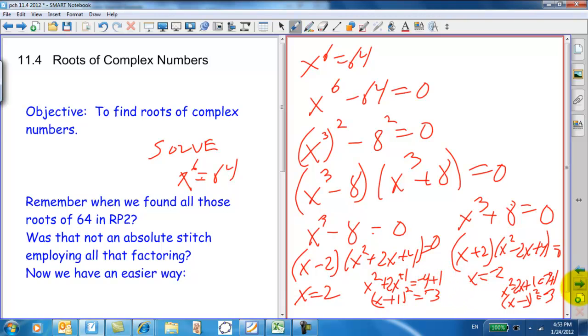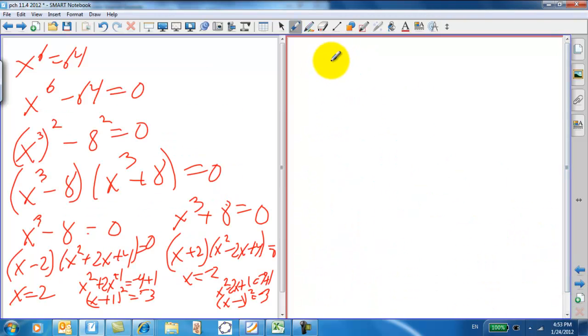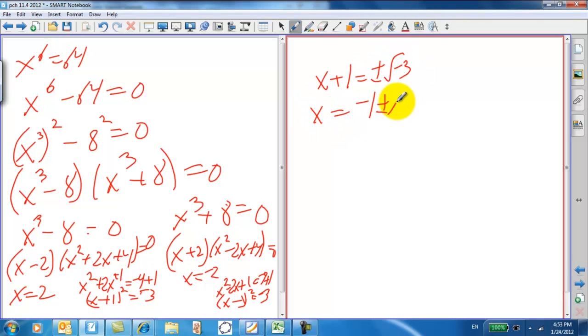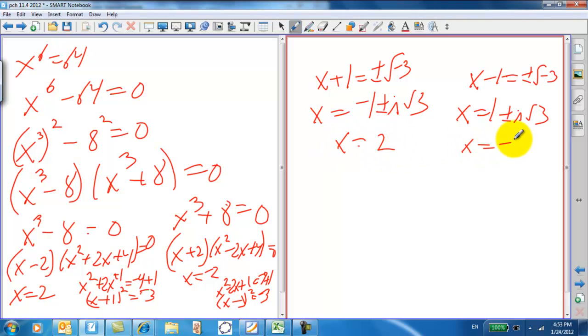See how we got some imaginary roots over here? So x plus 1 equals plus or minus the square root of negative 3. So x equals negative 1 plus or minus i root 3. And from this other one, x minus 1 equals plus or minus the square root of negative 3. x equals 1 plus or minus i root 3. Well, that's quite a few. And we had the 2 and the negative 2 from before.